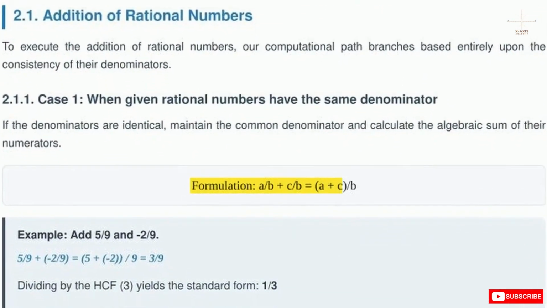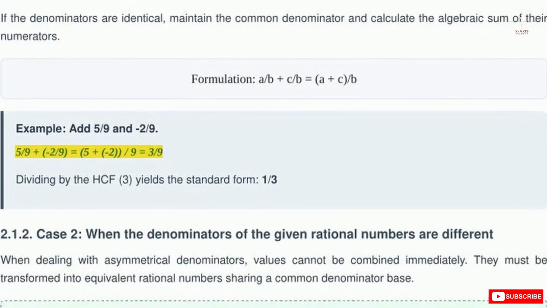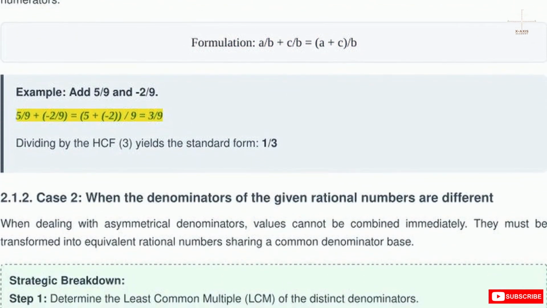For identical denominators, keep the base untouched and sum the numerators. For example, 5/9 plus -2/9 equals 3/9, which simplifies to 1/3.